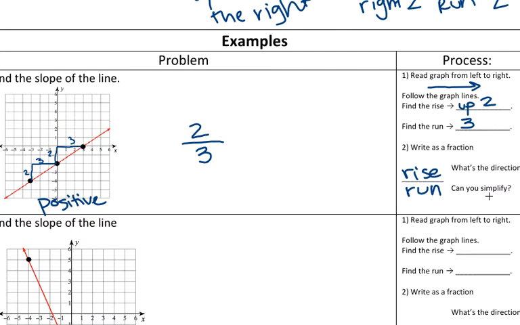My last question is, can I simplify, which means can I divide the top and bottom by the same number. And I can't divide 2 and 3 by the same number. So that's it, 2/3. All right, example 2.